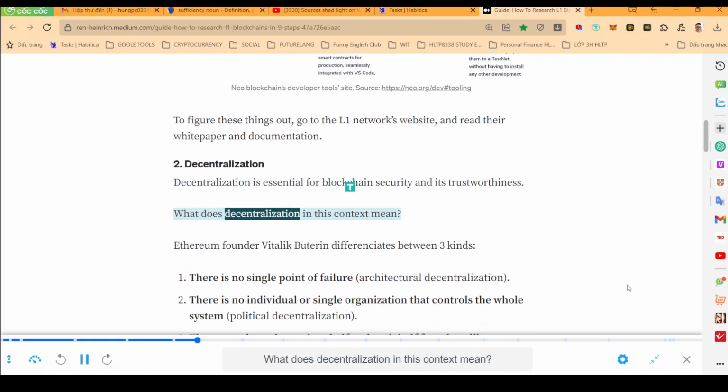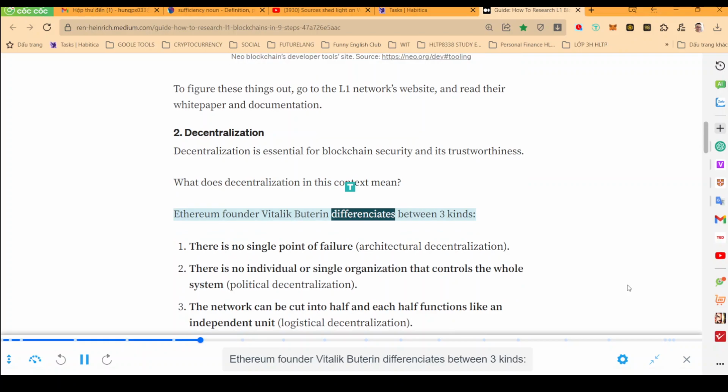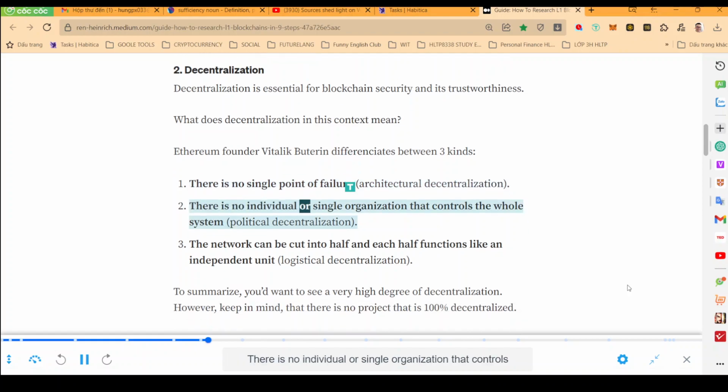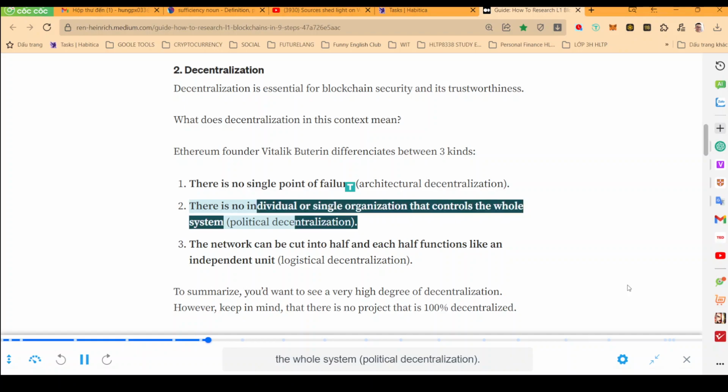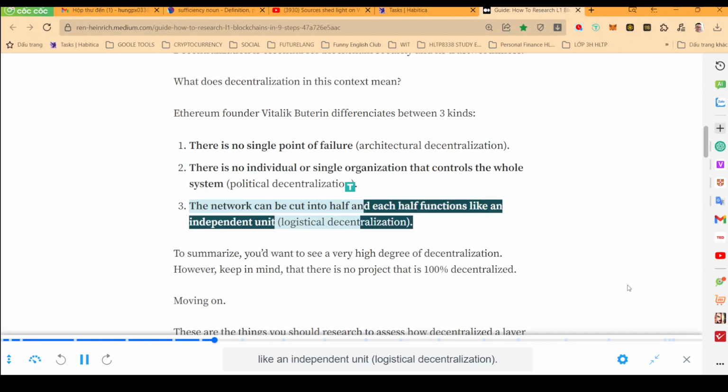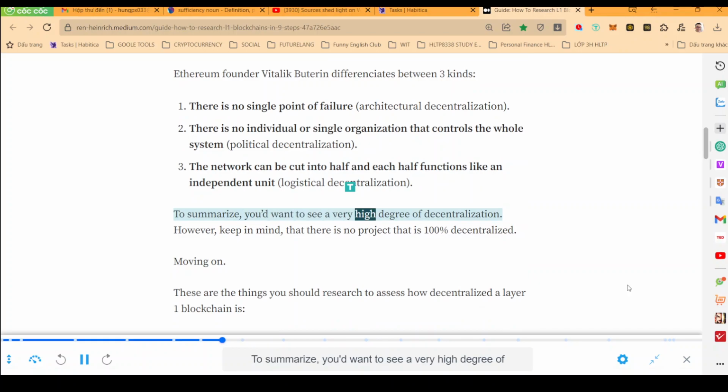What does decentralization in this context mean? Ethereum founder Vitalik Buterin differentiates between 3 kinds. There is no single point of failure: architectural decentralization. There is no individual or single organization that controls the whole system: political decentralization. The network can be cut into half, and each half functions like an independent unit: logistical decentralization. To summarize, you'd want to see a very high degree of decentralization.